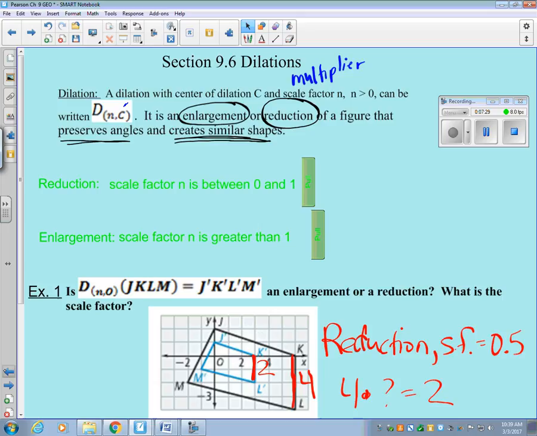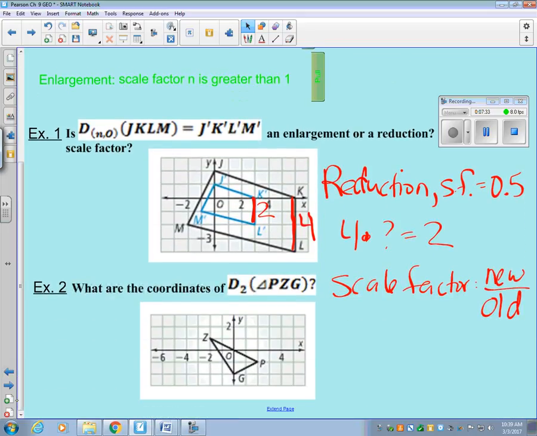Okay. Go back. All right. Now we're back. Damien, go ahead and read example 2 for us. Remember, what does the big D stand for? Dilation, and then what's this little 2 right here? Scale. Okay, so dilation with the scale factor of 2, so that's how I want you to read that. What are the coordinates of dilation to scale factor of 2 of the triangle PZG? So we're going to dilate triangle PZG by a scale factor of 2. I am going to write the coordinates of each point in PZG.